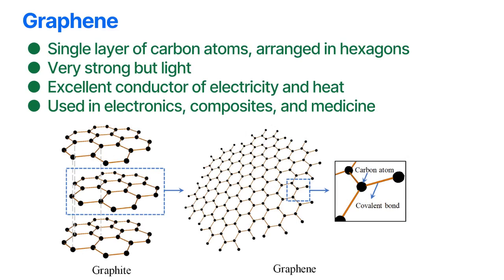Graphene is an excellent conductor of electricity and heat, which makes it useful in electronics, batteries, and medical applications. In exams, if asked about graphene, always mention that it is a single layer of graphite and that its strength and conductivity make it unique.